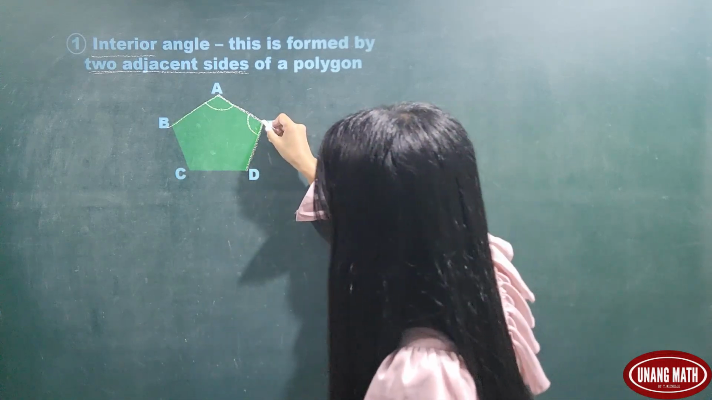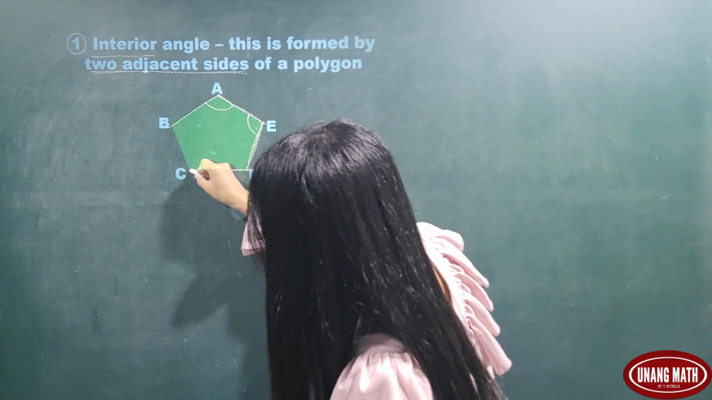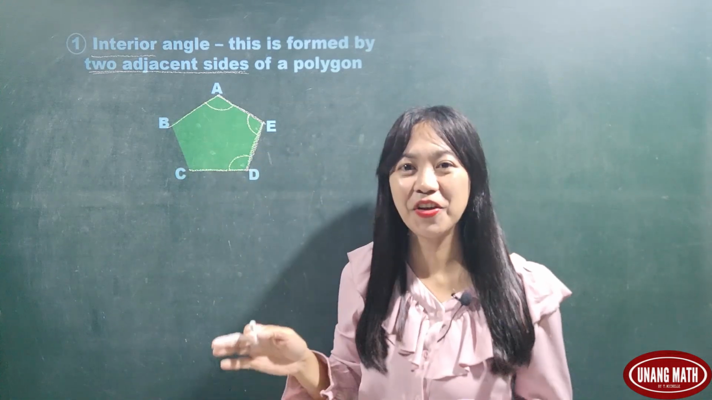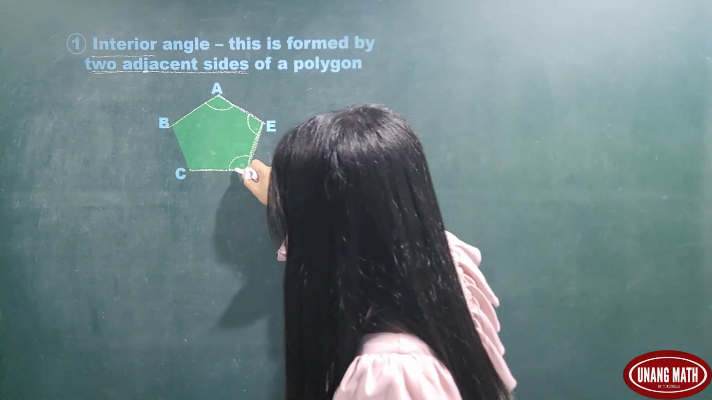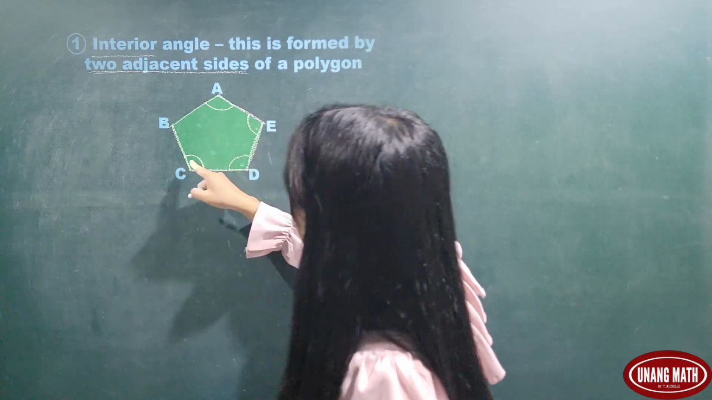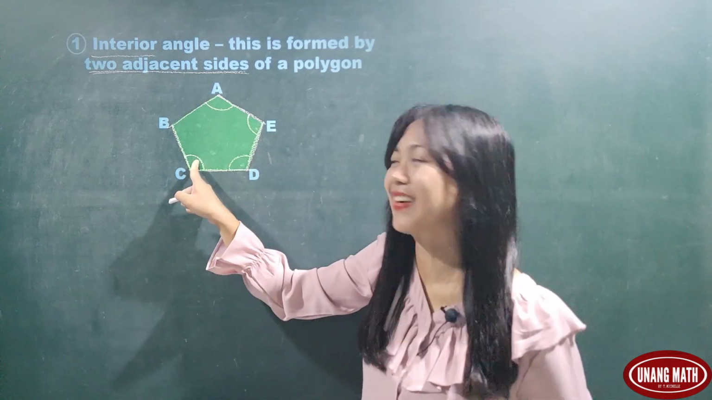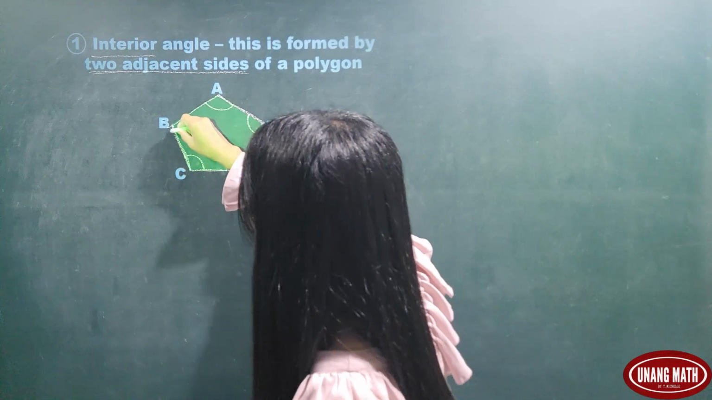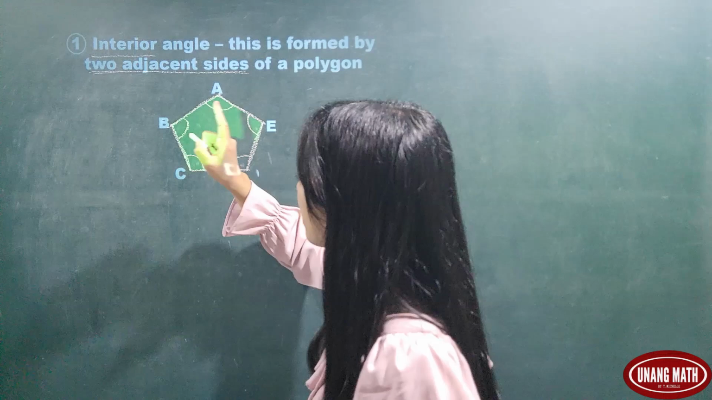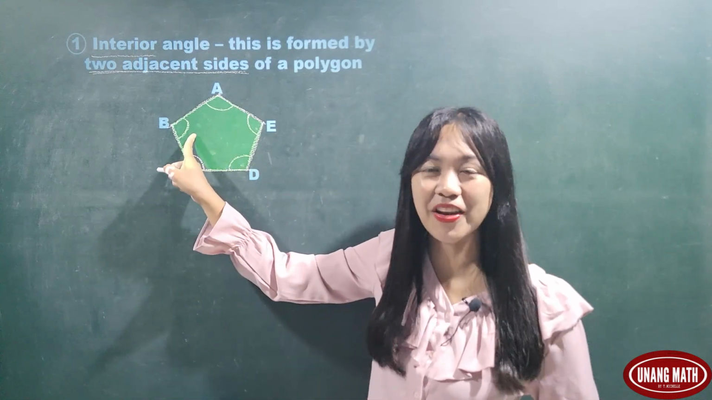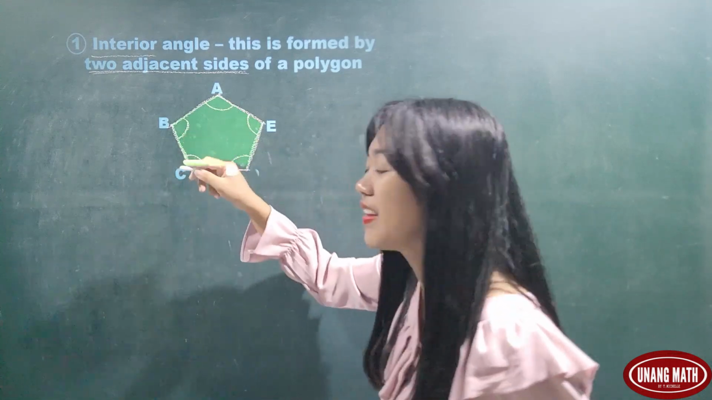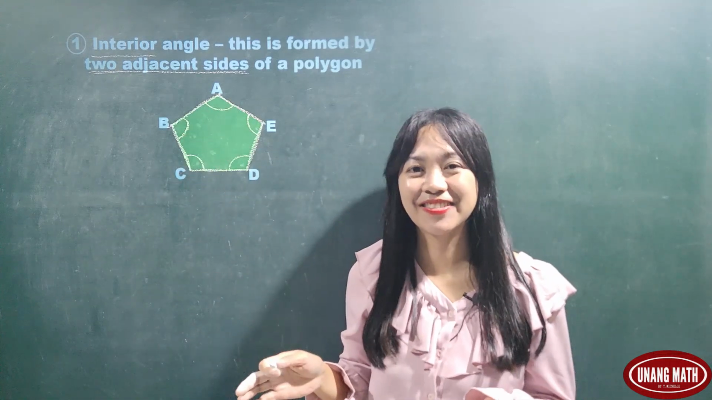Okay, another. This side is adjacent to this side. An angle is formed and this is an interior angle. We also have this side which is adjacent to this side. An angle is formed. This is also an interior angle. And lastly, this side is beside or adjacent to this side. An angle is formed and this is an interior angle. So a pentagon has five interior angles.